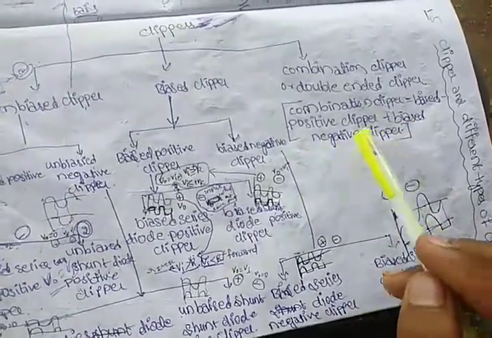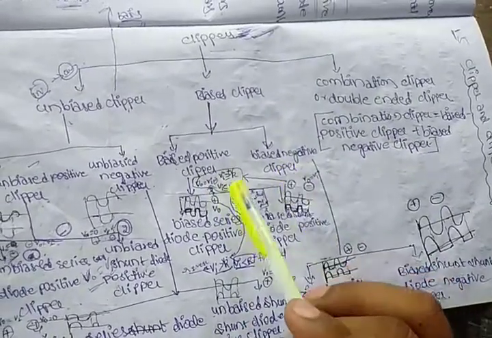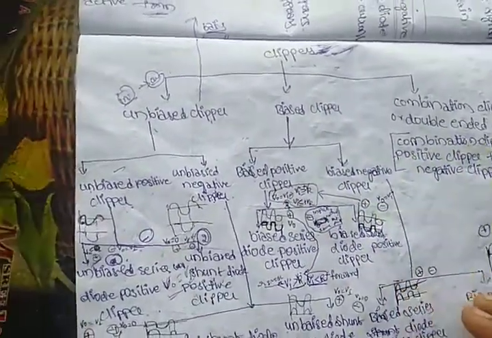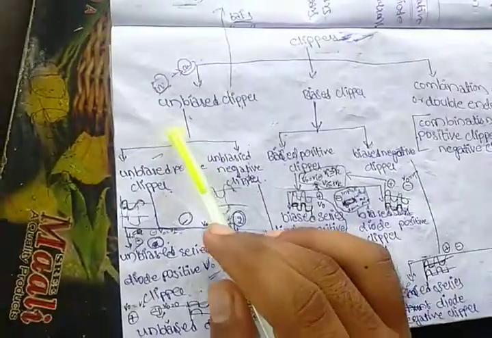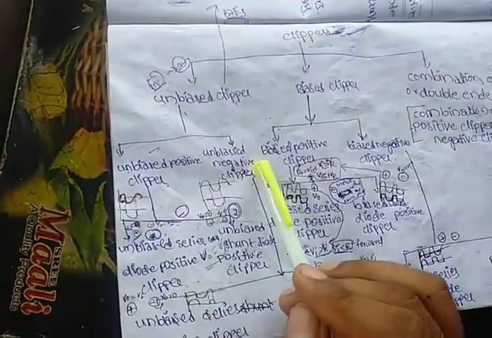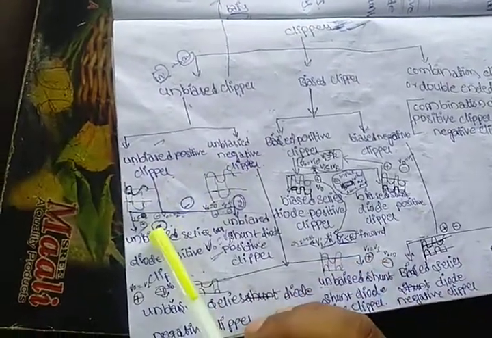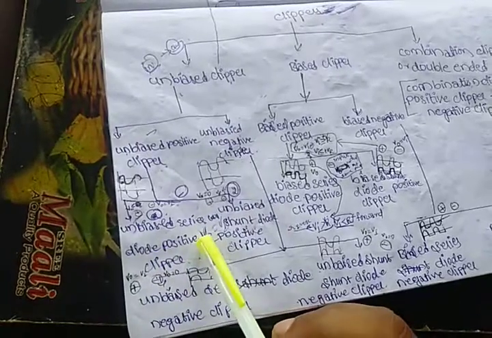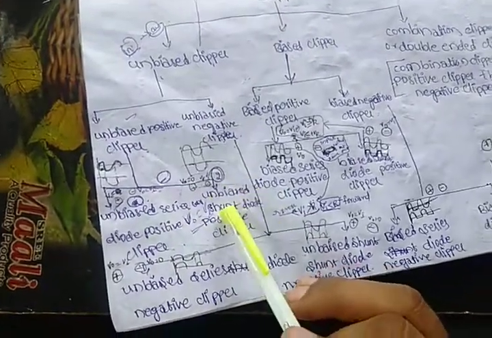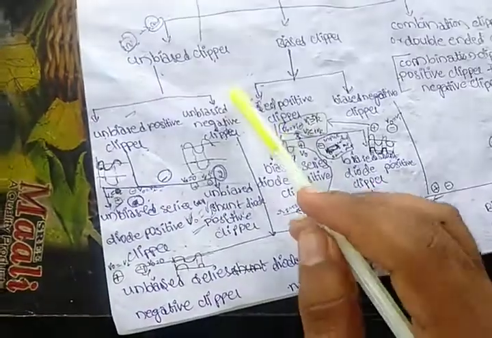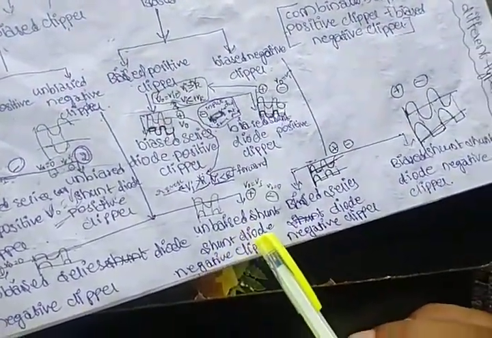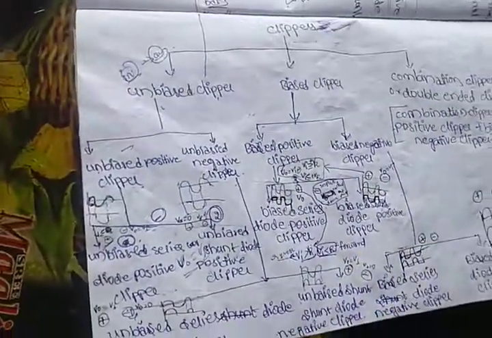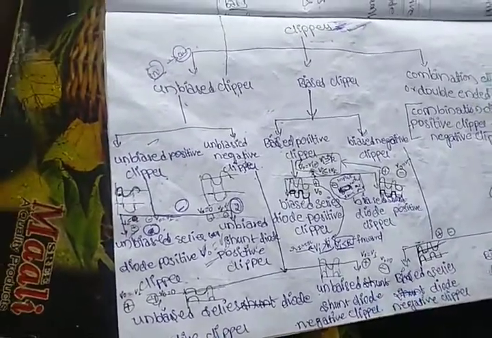These two clippers are called combination clippers. Next, in unbiased clippers, we have unbiased positive clippers and unbiased negative clippers. Unbiased positive clippers have again two types: the unbiased series positive clipper and the unbiased shunt positive clipper. Unbiased negative clippers also have two types: the unbiased series negative clipper and the unbiased shunt negative clipper.